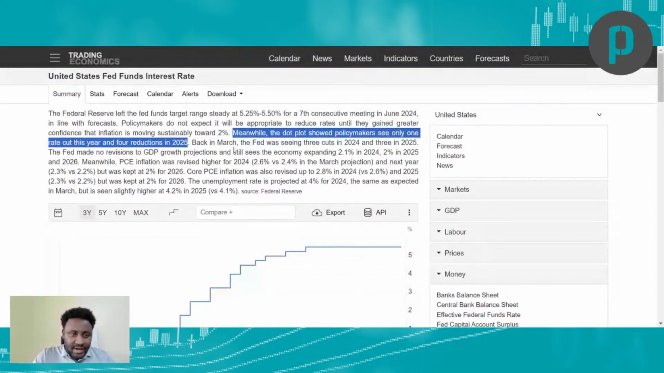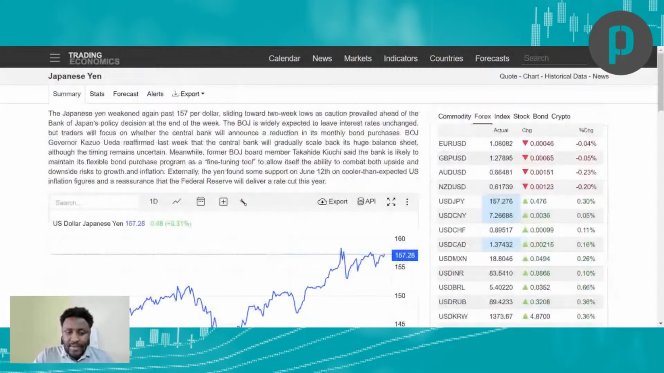So the Japanese yen weakened again past 157 per dollar, heading toward a 2-week close as caution prevailed ahead of the Bank of Japan's policy decision at the end of the week. So the Bank of Japan is widely expected to leave interest rates unchanged, but traders will focus on whether the central bank will announce a reduction in its monthly bond purchases.